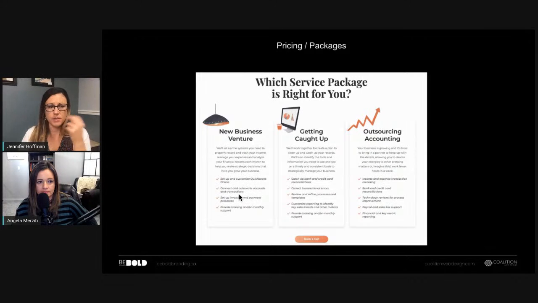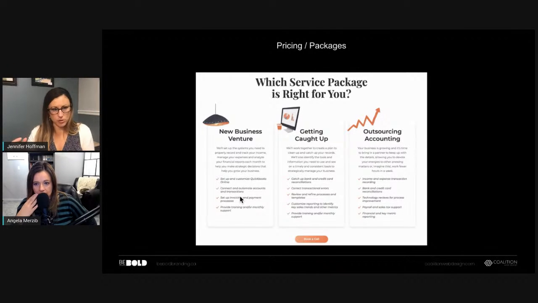So if you can give them some kind of idea of what you offer, and that you have a process that you follow, it just makes people feel like you're easy to work with if they have something tangible that they can look at that you sell. So you don't have to put pricing on there.